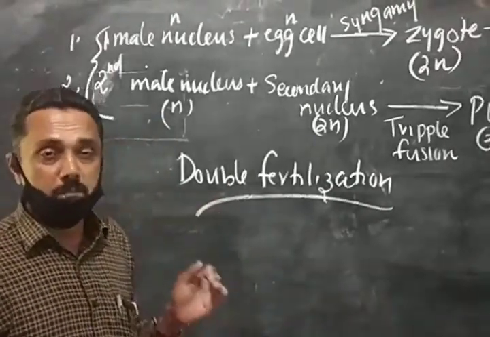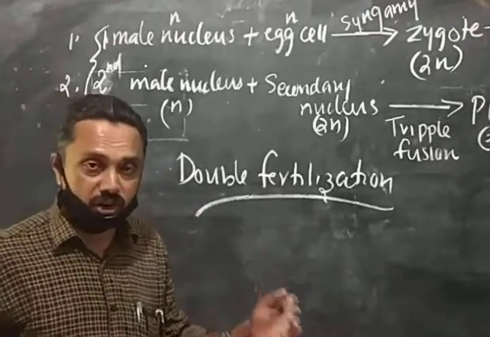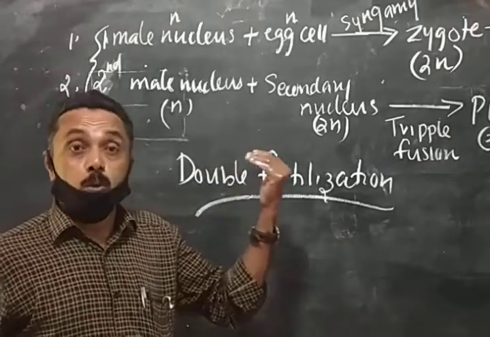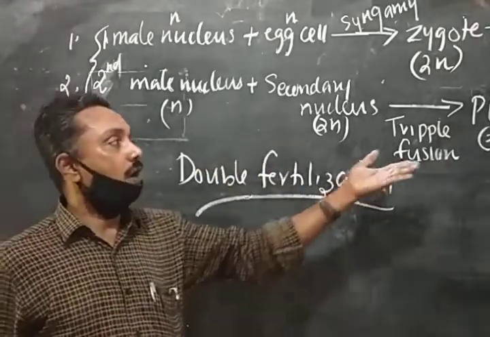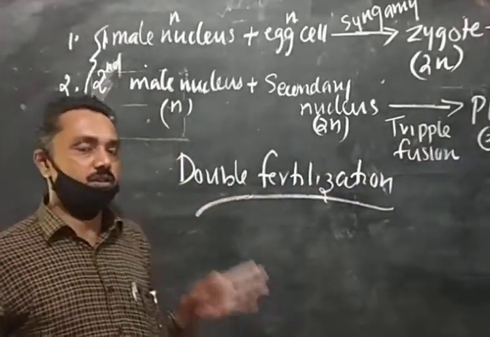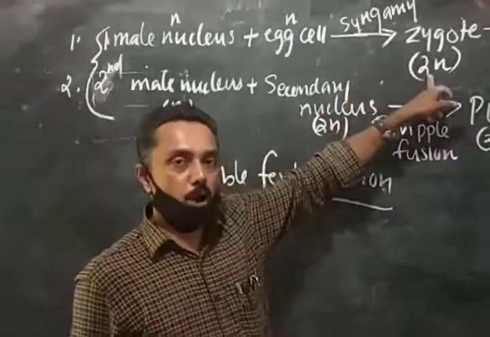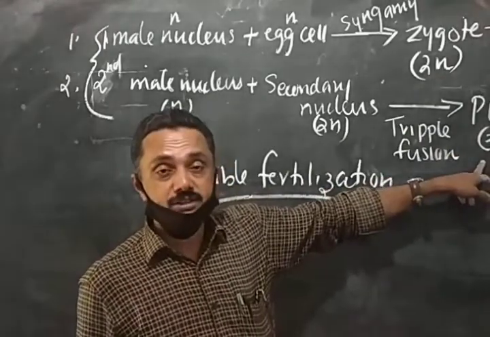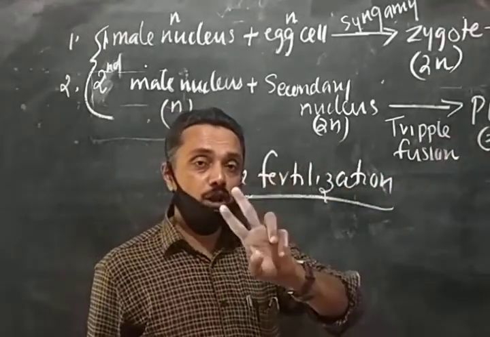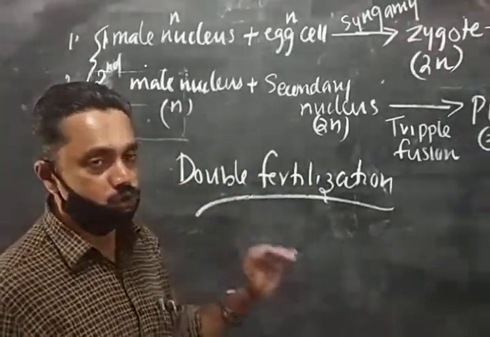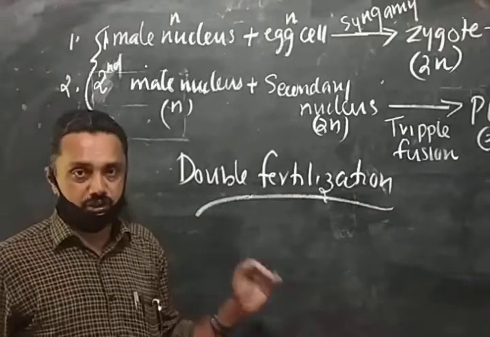So this is an important part. What is double fertilization? What are the two stages of double fertilization? What are the products of double fertilization? What are the ploidy and chromosome number of the resulting cells? So this is very important. Zygote is diploid, primary endosperm nucleus is triploid because it involves 3 nuclei, 2 female and 1 male nucleus. So this is the process of fertilization in angiosperms.